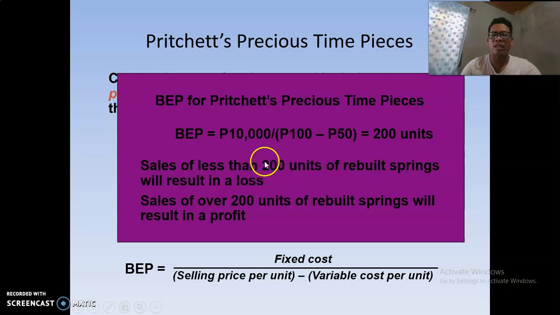producing and selling rebuilt springs would result in profit. Okay, it will result in profit. But if the units sold is 200, then the profit is 0, because that's the break-even point.